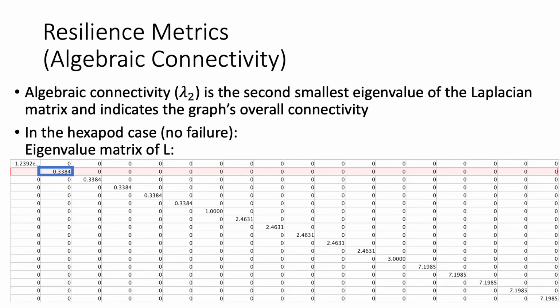And using the dependency and adjacency matrices from the hexapod graph model, we can see that for the hexapod robot case, when there is no failure mode and it's operating normally, the second smallest eigenvalue is 0.3384. And now we will look at how the failure mode affects the algebraic connectivity.